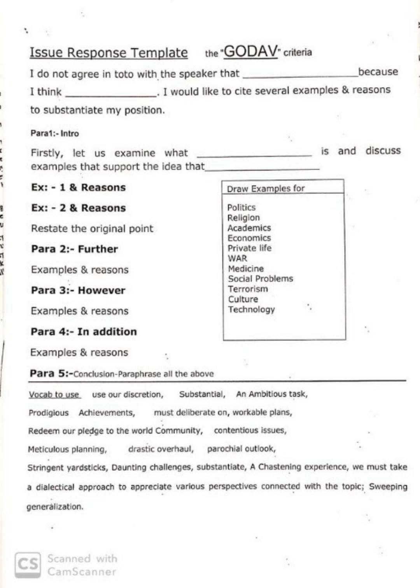And GODAV. V means vocabulary. So make sure that you practice sufficiently with at least 10 big words so that you can use them correctly. So you'll get points for vocabulary. So that's the criteria. Now, this is your issue response template.